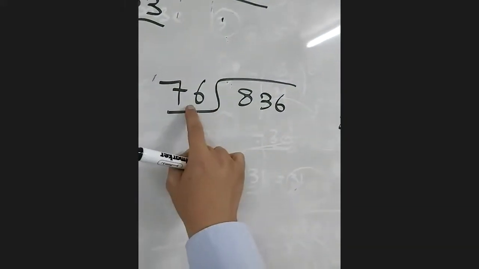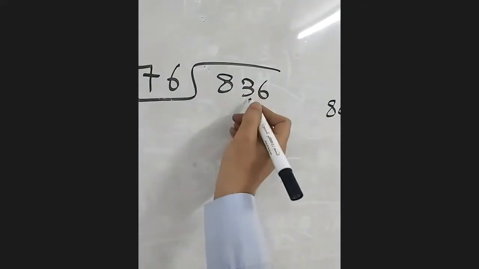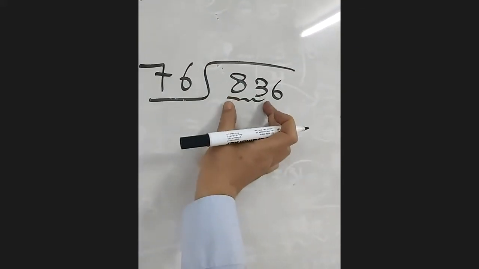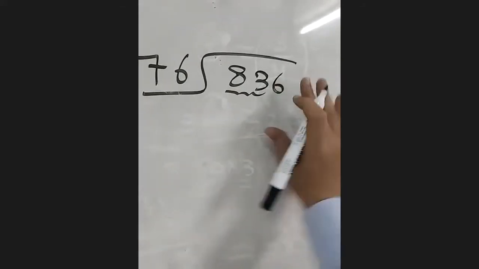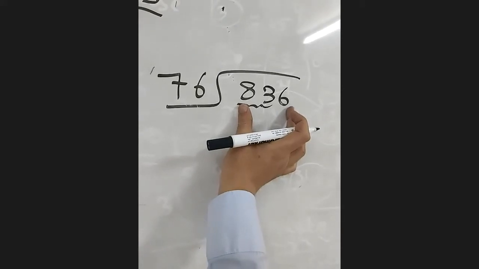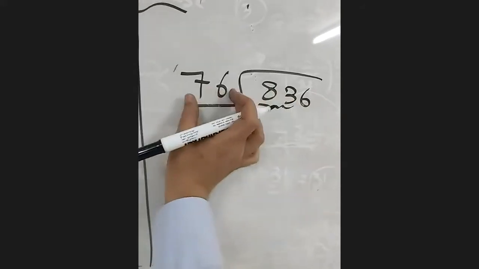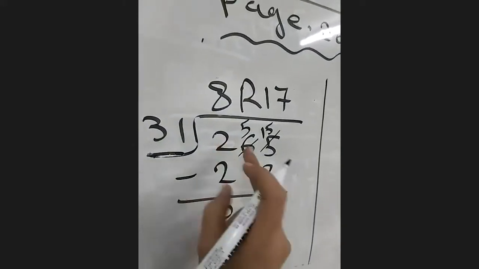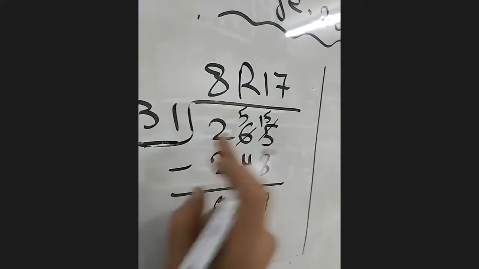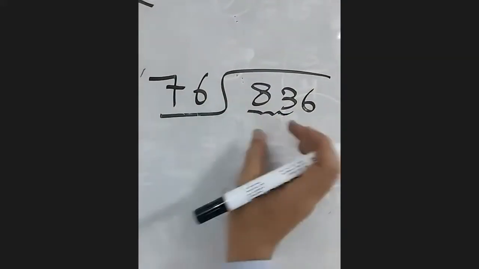Now can the 8 be divided by 76? No. 8 is less than 76. 83, yes, 83 is bigger than 76. So we can choose the 83 only, without the 6. Keep the 6 for later. Don't use the 3 digits together. It will be more difficult. If you can't choose the first 2 digits, then we choose 3 digits, like in the previous example, where we couldn't because 26 is still less than 31. But here, 83 is bigger than 76, so I can choose it.